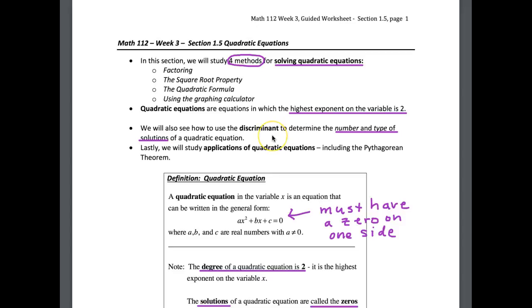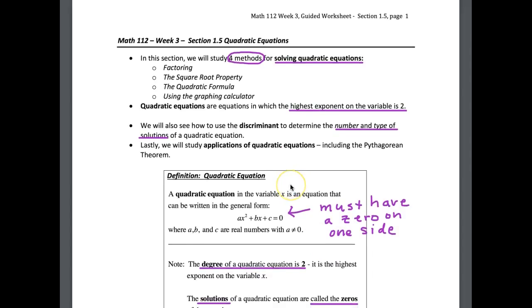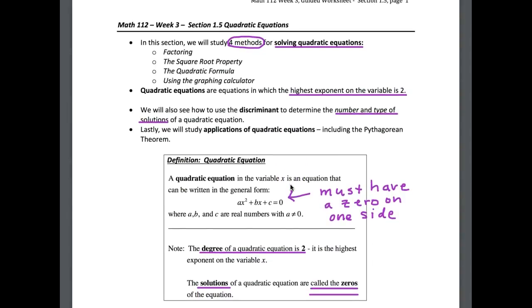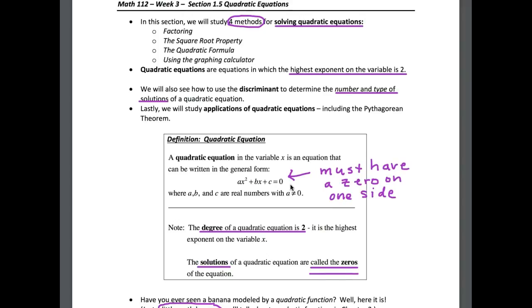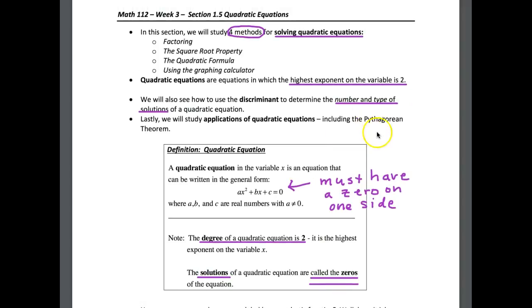We're also going to take a look at something called the discriminant. It's part of the quadratic formula. It'll help us to determine the number and type of solutions of a quadratic equation without actually finding the solutions. Lastly, we're going to take a look at a few application problems. And we'll help you to remember the Pythagorean theorem, which you were probably familiar with.